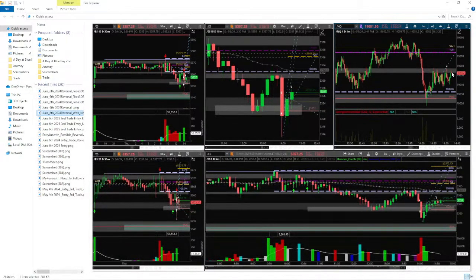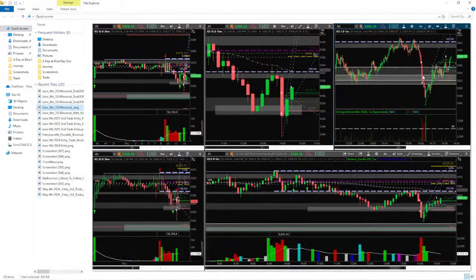This is NQ. NQ didn't break this level yet, so, well, NQ did already break it, but it didn't break this volume here, right? And that's what caught my attention. So I was like, well, I may have prematurely entered this trade, like I did my other trade. But I took the reversal nonetheless, and this was my entry bar.